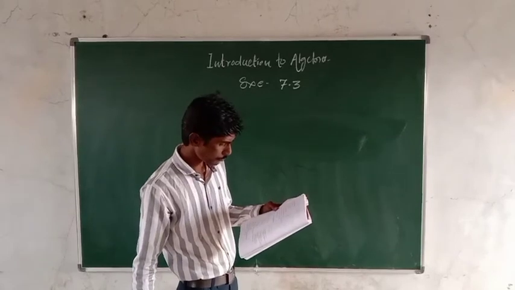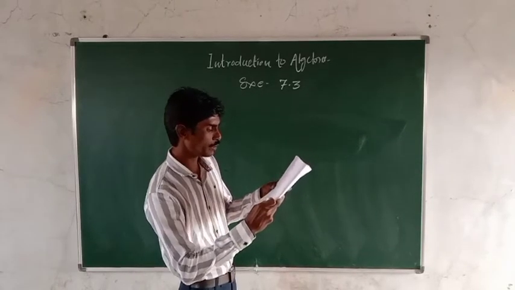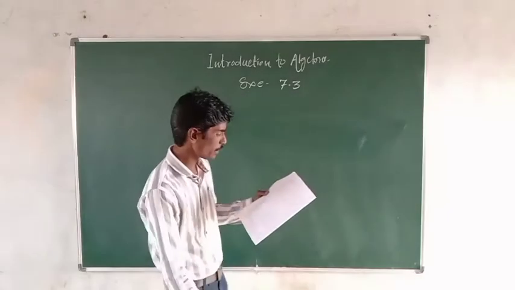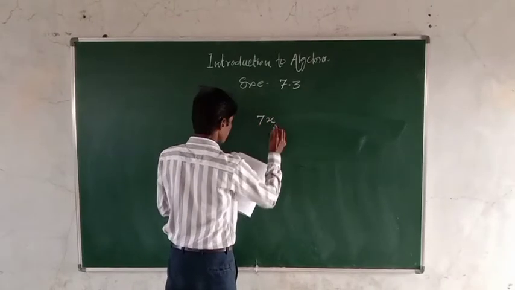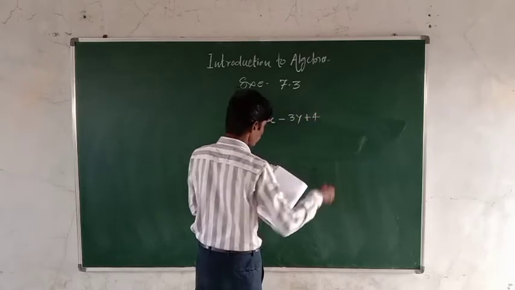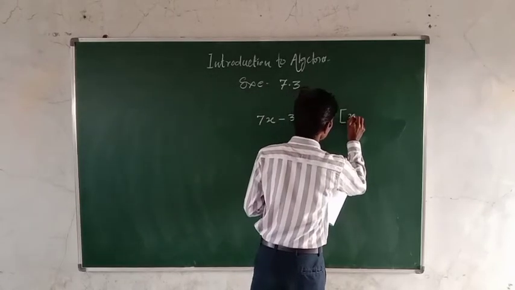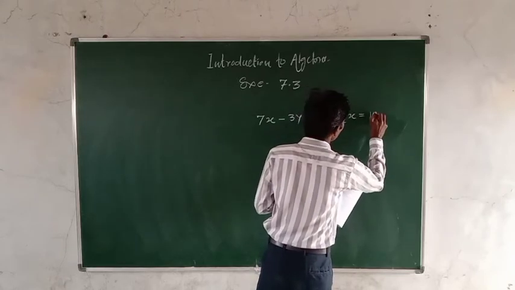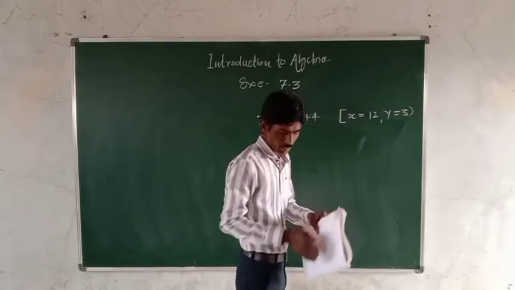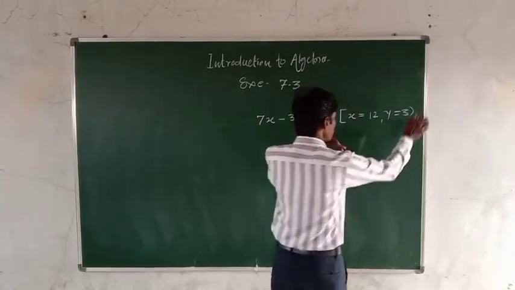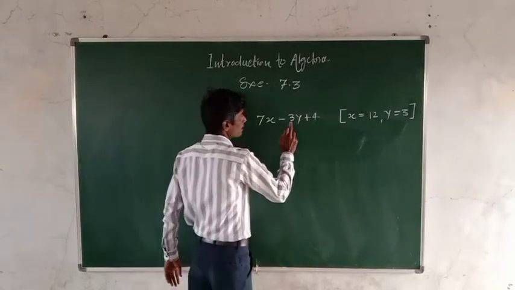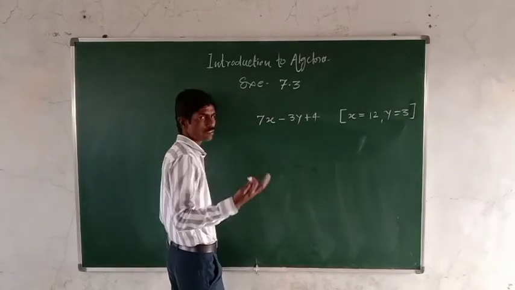Then find the value of following algebraic expression. Question number 2. Find the value of 7x minus 3y plus 4, and they suggest x is equal to 12 and y equal to 3. We have to find out the value.